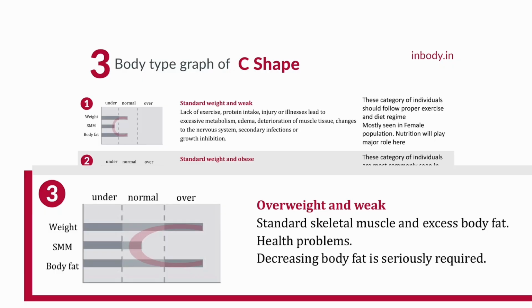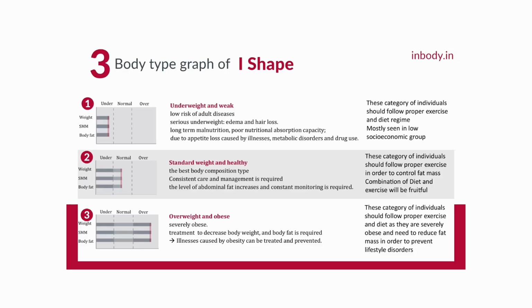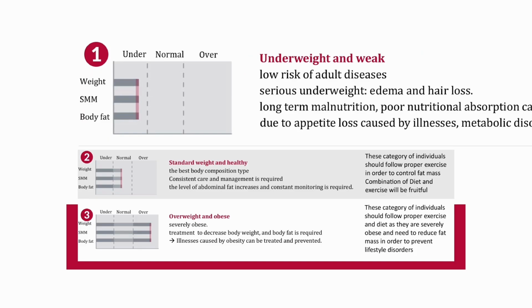while the weight and body fat has to be reduced. This is an overweight and weak type of graph. When we talk about the I-shaped graph, it is very important to understand where the I-shaped graph is forming. The first type of I-shaped graph forms in the under category, where muscle mass, body fat and even the weight is under. This is considered as malnutrition when the person is underweight and weak.